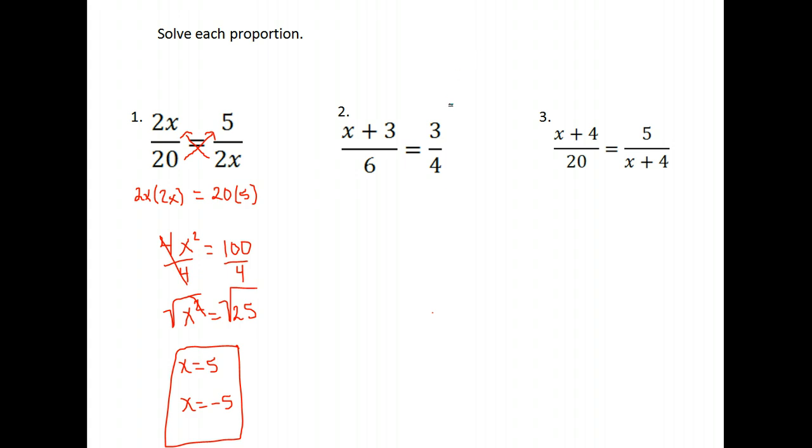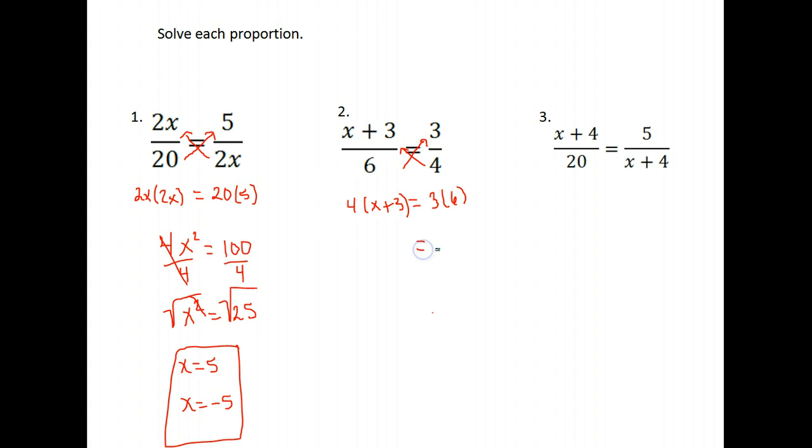Right, let's try the next example. So again, you start the same way. You cross multiply the bottom of one side times the top of the other with the equal sign in the middle. So over here I get 3 times 6. On the other side I get 4 times the whole thing, x plus 3.